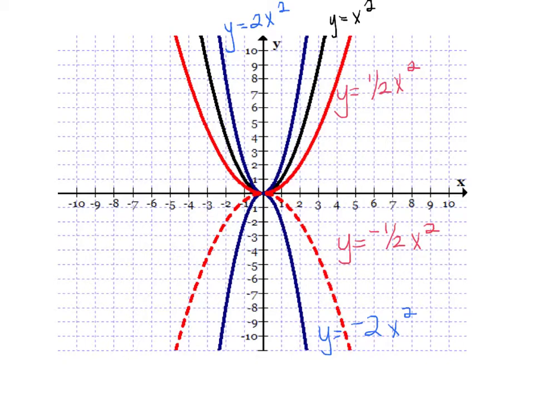We should also have noticed that when this value is larger, we get a skinny graph. When this value is a fraction, we get a little bit wider graph, and that's true whether it's positive or negative. So here our value is a greater negative number, so it's skinny, whereas this is a smaller negative number, so it's flat.